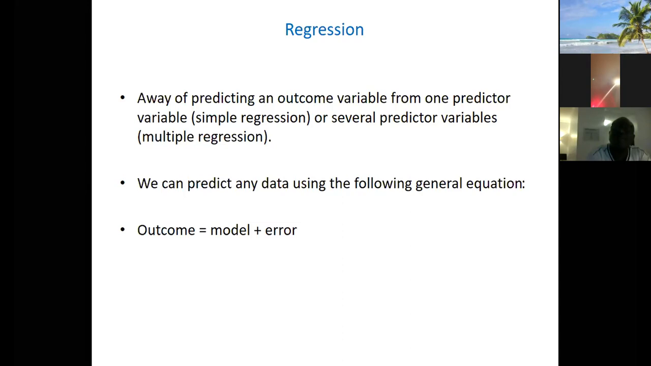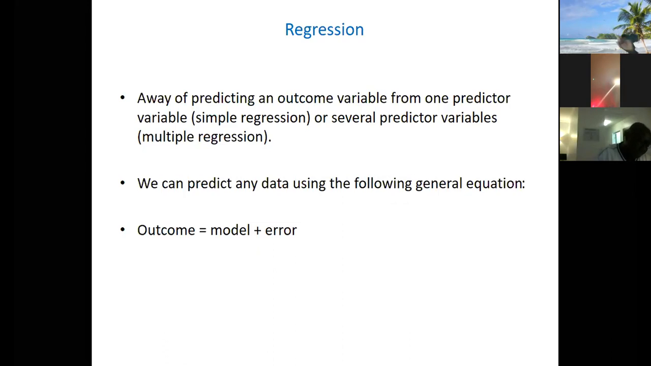A type of model that is part of the general linear model predicts more than one outcome, and that is multivariate analysis. So regression is not multivariate analysis. Things like multivariate analysis of variance, multidimensional scaling, and factor analysis are multivariate analyses. Now, in regression, you predict one outcome variable.